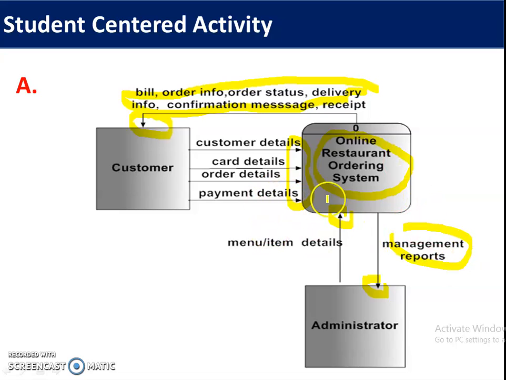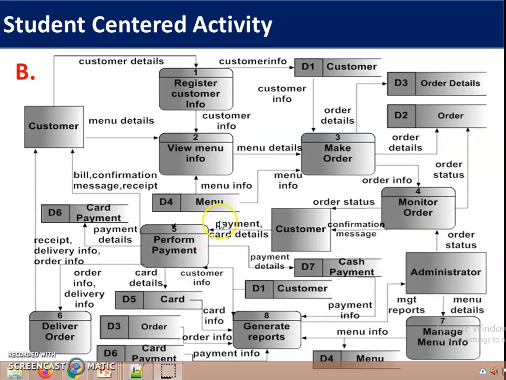So we call this our output. With this one process showing with label 0 and the name of the system, it is very evident that we are presented with the level 0 or the context diagram. As you see, there is no data store included in this diagram.